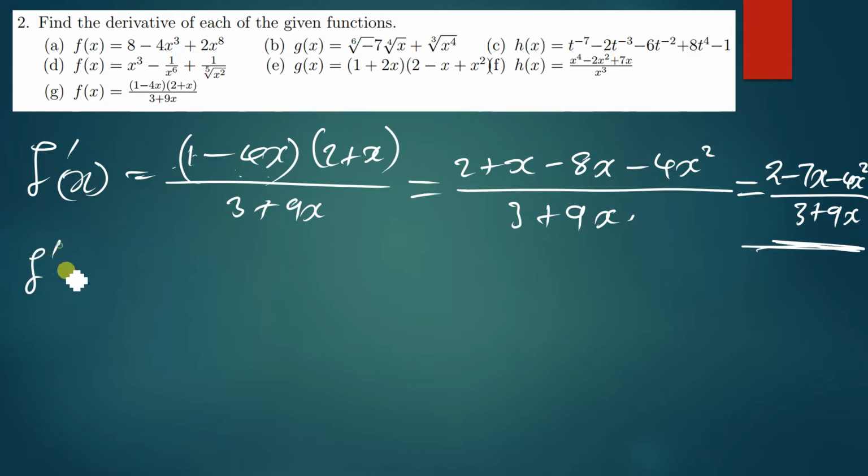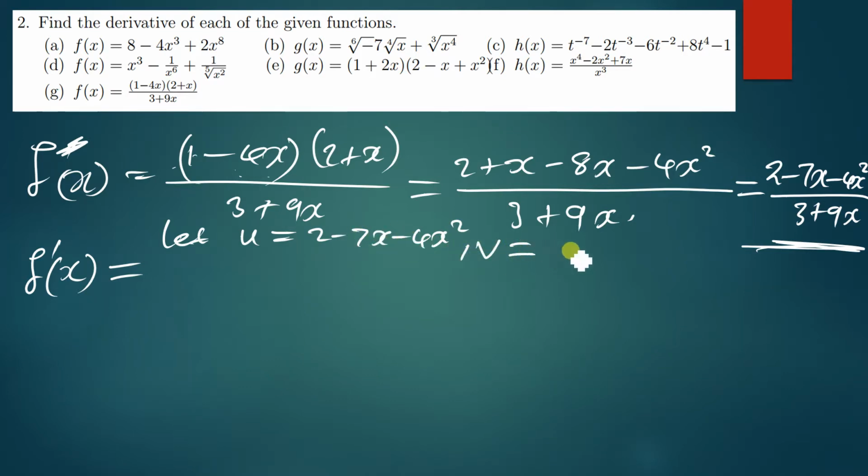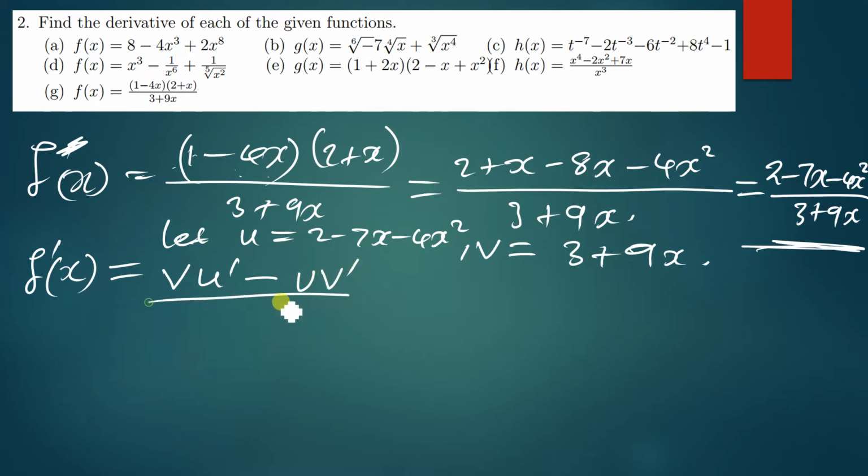Sorry, this is just f of x. So f prime of x, which is the derivative of f of x, is going to be equal to, if our numerator is, let's say we let u be equal to 2 minus 7x minus 4x squared, and our v is equal to the denominator, which is 3 plus 9x. According to the quotient rule, f prime of x is v u prime minus u v prime, and then everything over v squared.